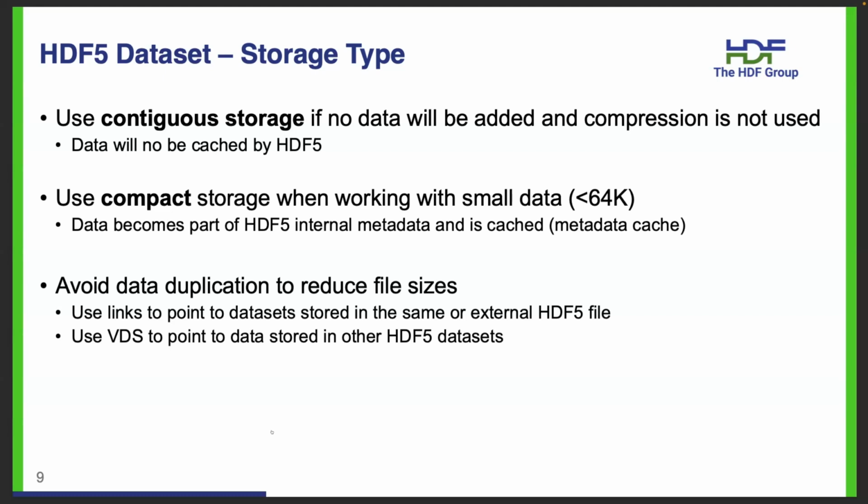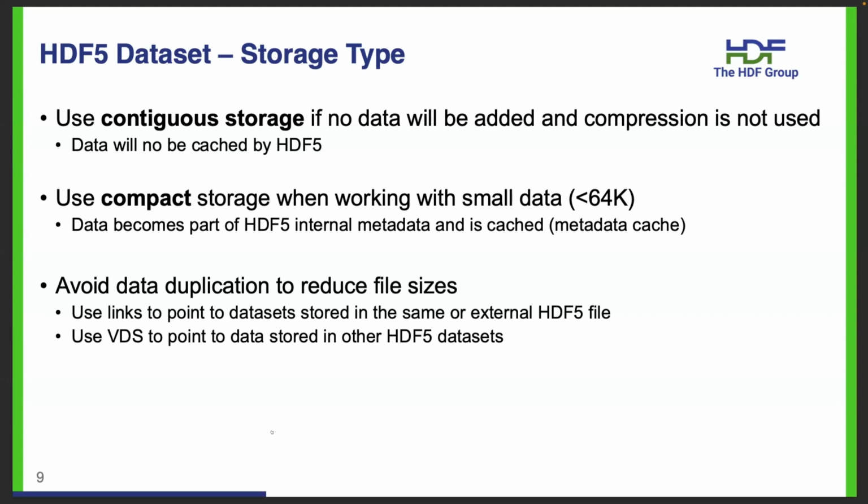Another great option, and this is overlooked a lot by users, is compact storage. It has an advantage, and you can use it for small data sets. It has a disadvantage, though, that you can't do a hyperslab selection. You have to read the whole compact storage all at once. So it has a little limitation compared to a regular data set.